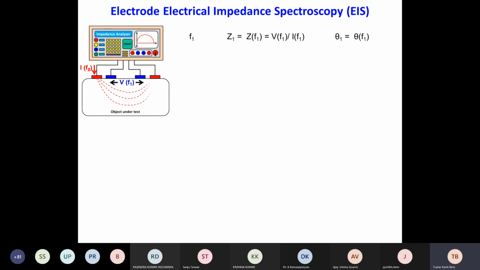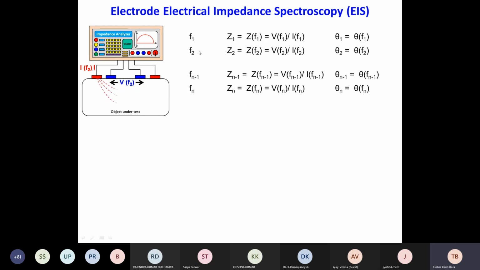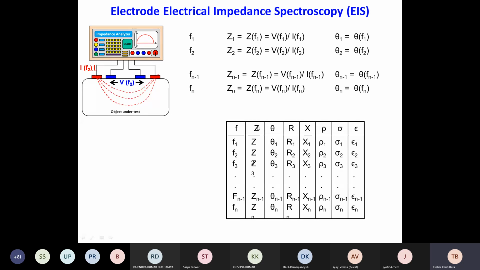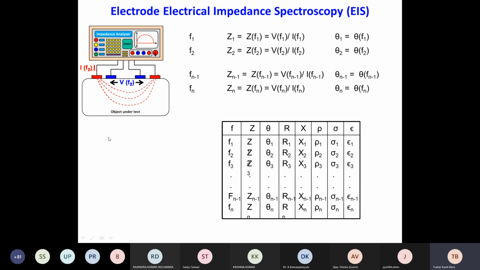The instrument will inject the current at frequency 1 and measure the voltage, and from there it will collect Z1 and theta 1. After that, it will shift the frequency from 1 to 2 and measure Z2 and theta 2. Like that, it will go up to Fn, for which it measures Zn and theta n. We can tabulate that data, and from Z1 and theta 1 we can calculate the real part and imaginary part of the impedance, R1 and X1, and so on, from frequency 1 to n. And if the dimensions are known, we can calculate other parameters also.